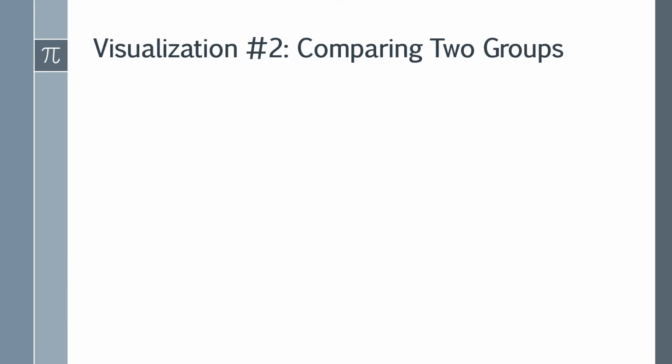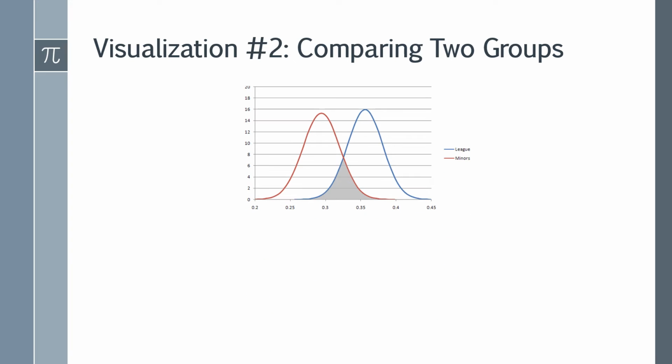Visualization number 2, comparing two groups. In this graph, we are comparing the number of home runs by the fraction of team that are home run hitters. From the graph, we can see that there are two different bell curves representing red for the minor league and blue for the major league.